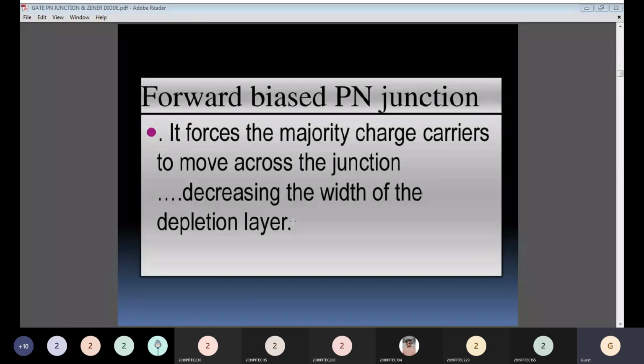Forward bias PN junction. So what is forward bias? When the positive terminal of the battery is connected to the P region and the negative terminal of the battery is connected to the N region. Under a forward biased PN junction, the majority charge carriers are forced to move across the junction. So automatically it decreases the width of the depletion layer. I already said that when the doping concentration is very high, the depletion layer thickness will be very thin.